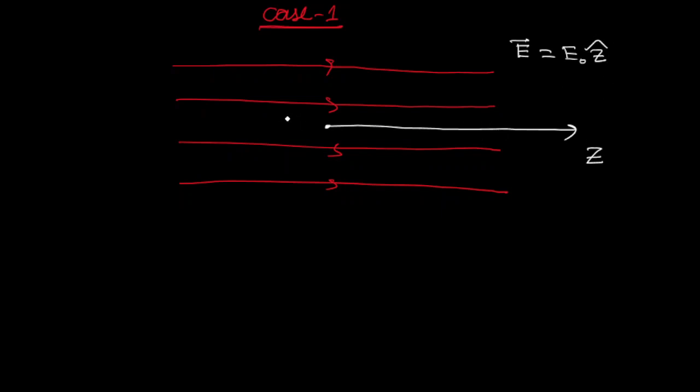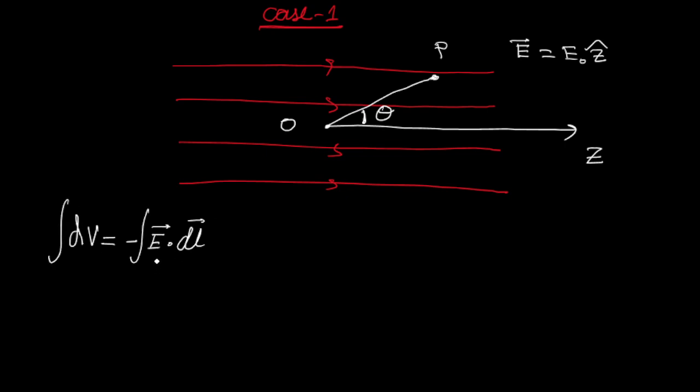Now I am assuming this is point O, and with respect to this point, at a distance r, making an angle theta with the z axis, I consider another point P. If we want to calculate the potential difference between O and P, one can write dV equals minus E dot dl, where dl is the elemental length vector and E is the electric field. At point O, let's say the potential is V naught, and at point P the potential is V.